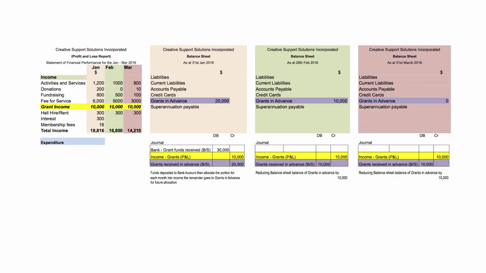For example, if you receive $30,000 worth of funds to run a project over a 3-month period, then $10,000 would be allocated for each month as grant income in the profit and loss report across January, February and March, so that you are showing the income received to run the project in the months that it is being spent or when the activity is occurring.